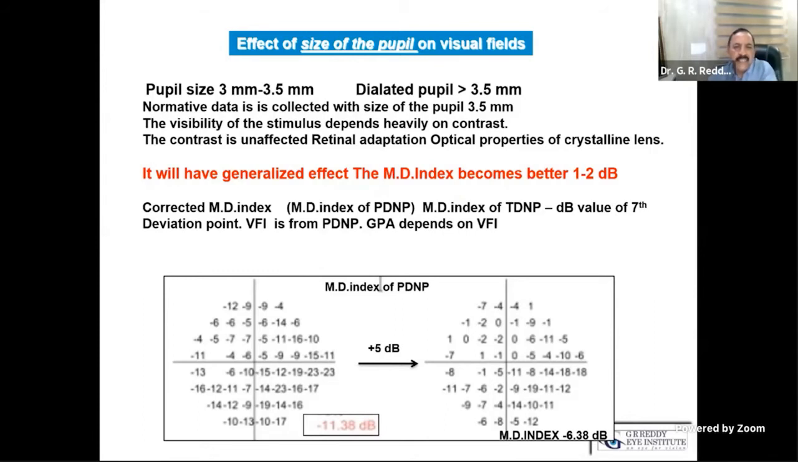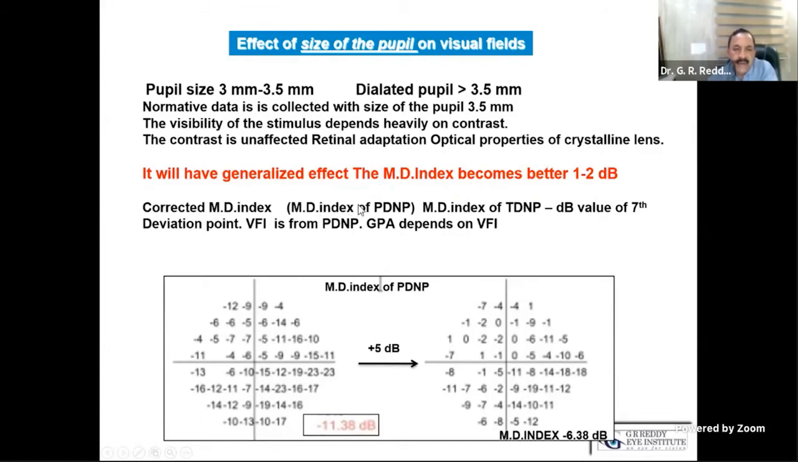Then we should know what is the effect of a dilated pupil on the visual fields. Normally, the visibility of the stimulus depends heavily on contrast. Here, contrast is unaffected. Only retinal adaptation is affected, and if the lens is crystalline, with cataract, they can have a dispersion of the rays, and it can have a generalized effect on the mean deviation index, and it gives a better value by 1 or 2 dB.